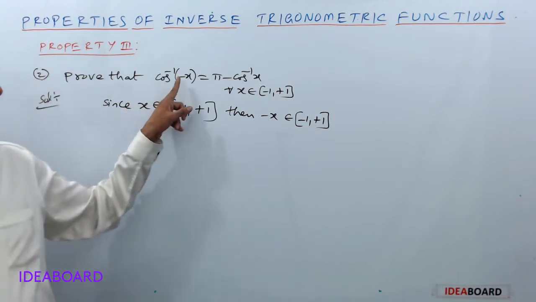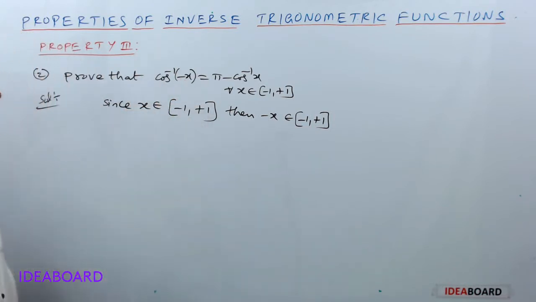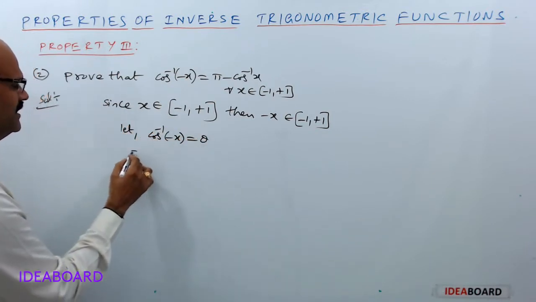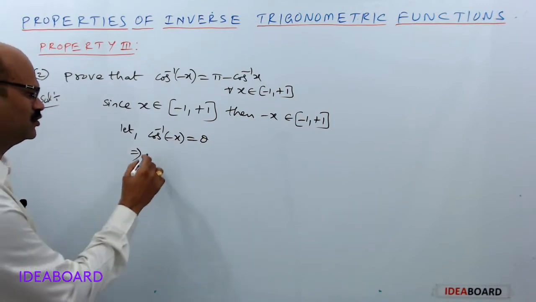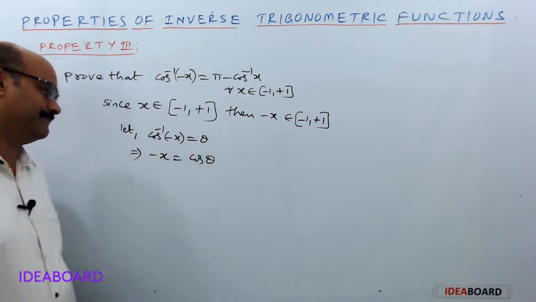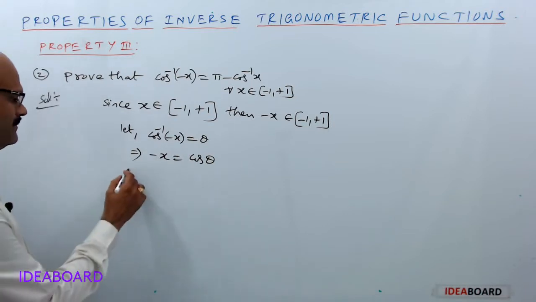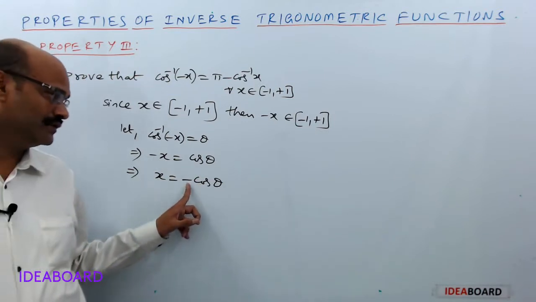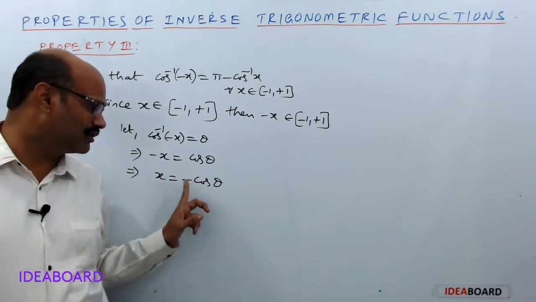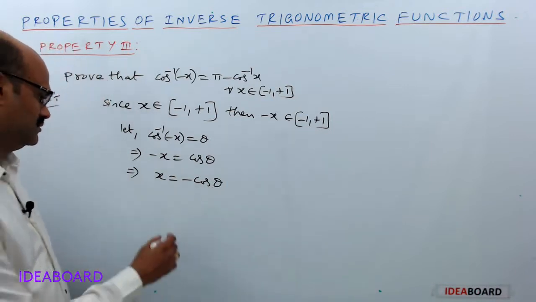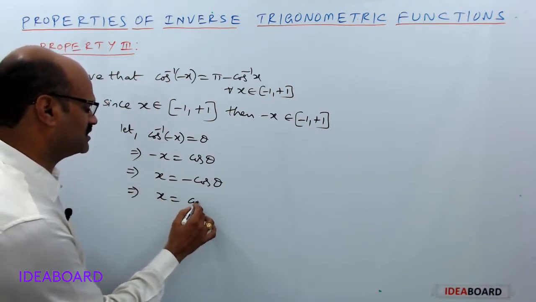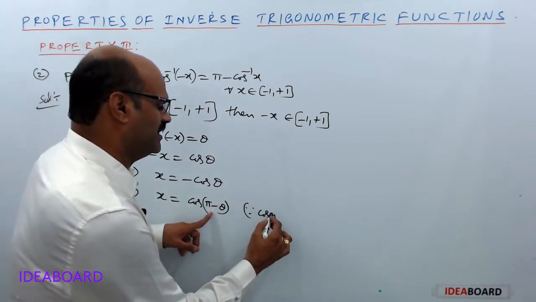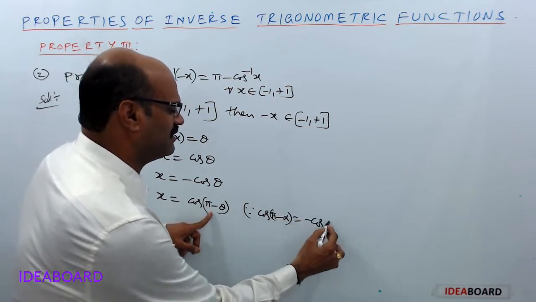Let cos inverse of minus x equal to theta. It implies minus x equal to cos theta. Then it implies we have x equal to minus cos theta. We know that minus cos alpha equal to cos of 180 minus alpha. So this can be taken as x equal to cos of 180 minus theta.